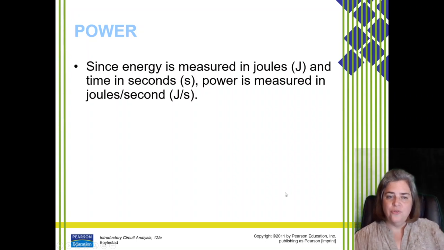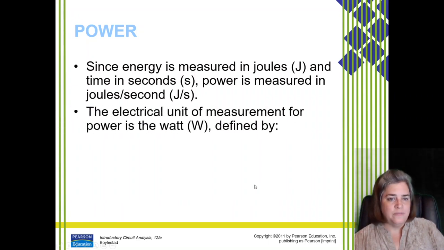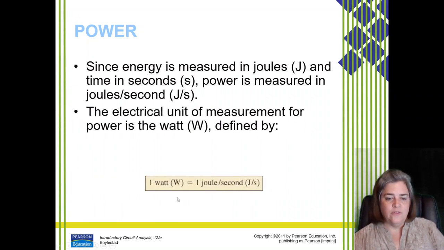Energy is measured in joules and time is in seconds. Power is actually measured, you know it as watts, but watts are really just joules per second. So 1 watt is equal to 1 joule per second.